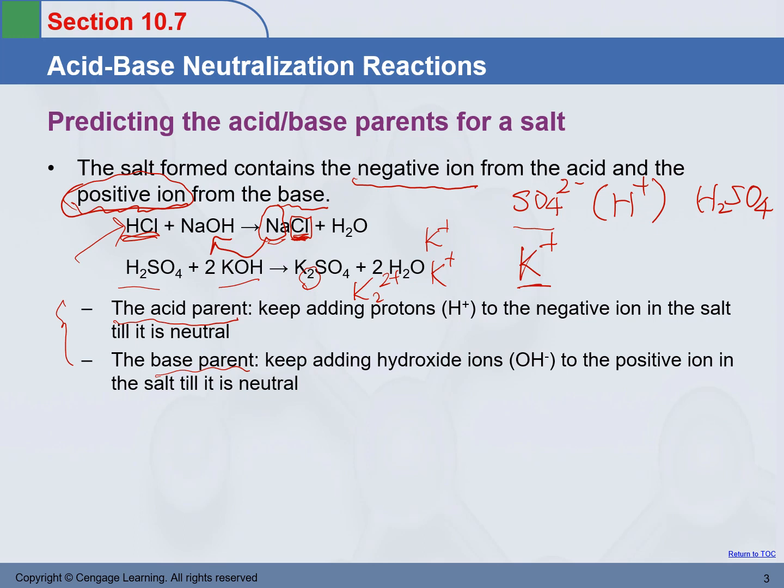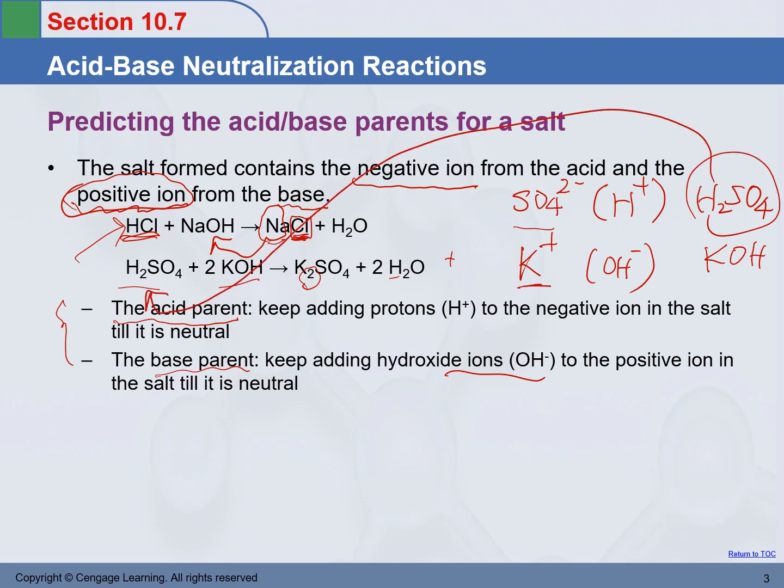All right. So let's move on. You take the positive ion, you keep adding hydroxide to it until it is neutral. Hydroxide 1 negative, potassium 1 plus, so KOH. That's the base parent. Acid parent right here, we are correct. Base parent right there, we are correct.